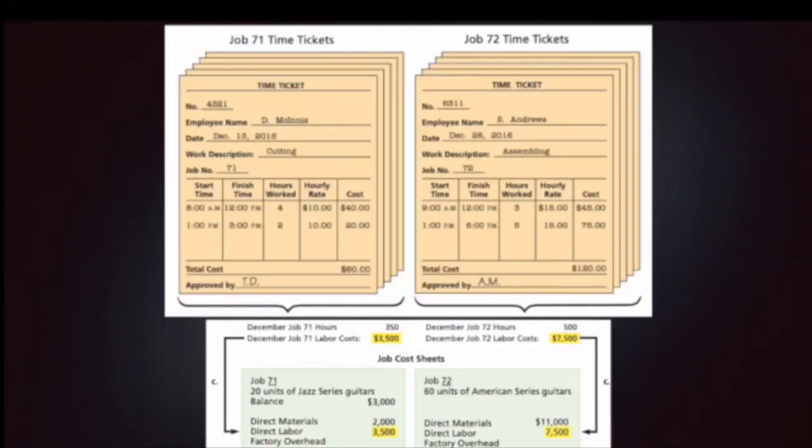The image here illustrates time tickets for jobs 71 and 72. On the left side, it shows that on December 13, 2016, the machinist spent 6 hours working on job 71 at an hourly rate of $10 for a total cost of $60. We got $60 by multiplying the total hours, which is 6, and the hourly rate.